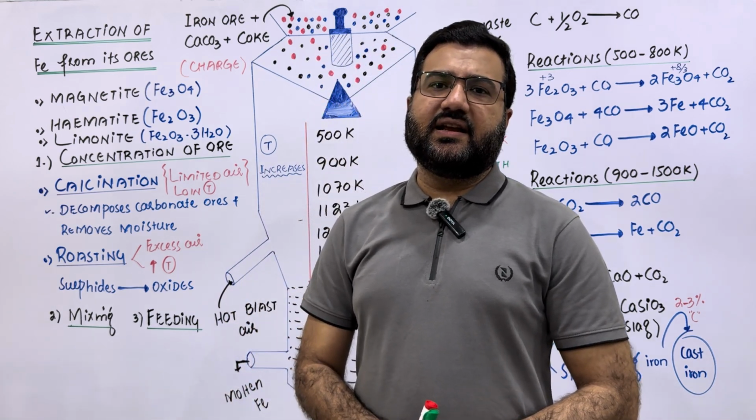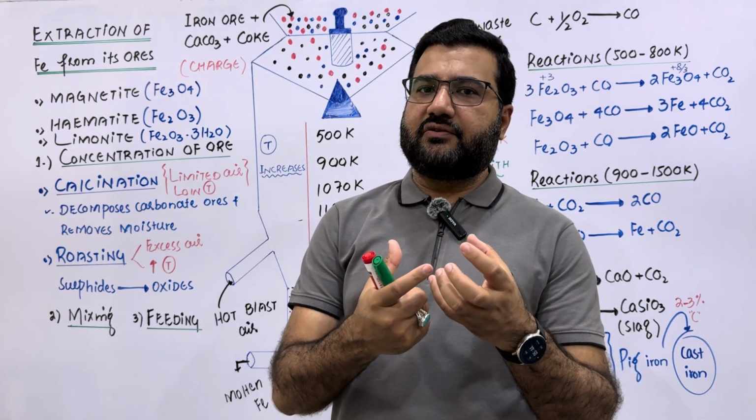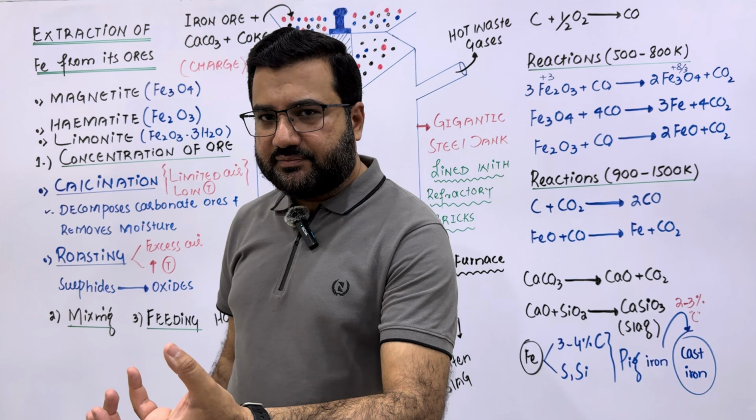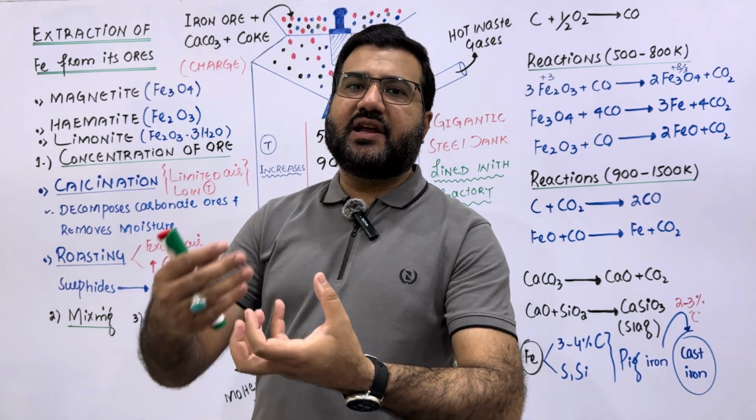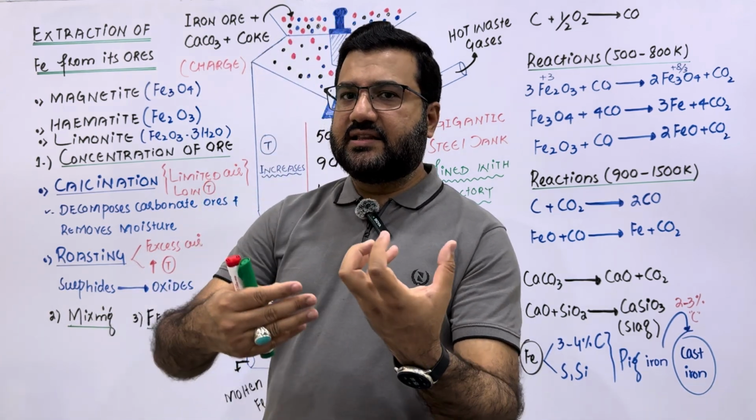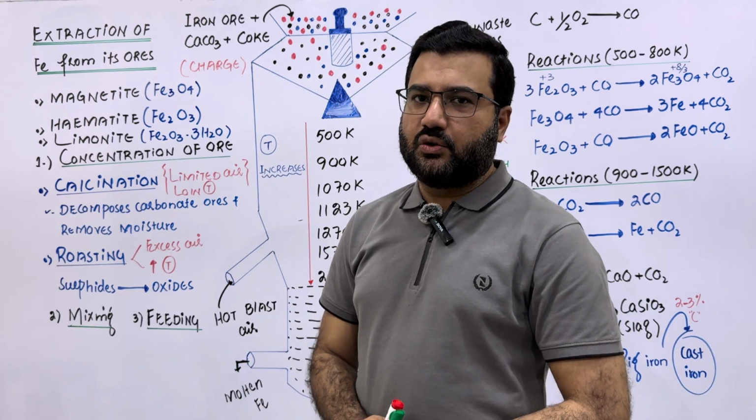So simply saying, ore is an impure form of a metal which is obtained from the earth's crust by mining, and then by using different extraction processes the pure metal is obtained from that ore.